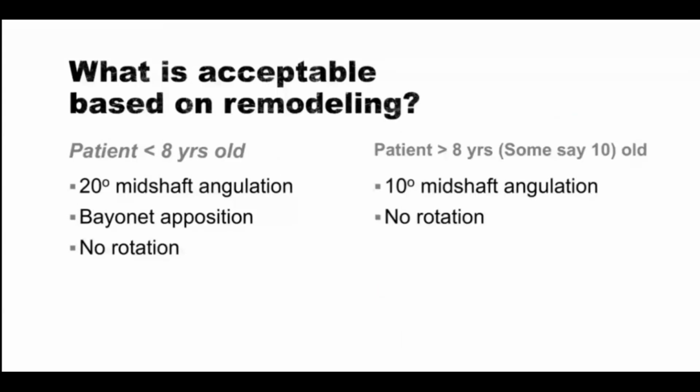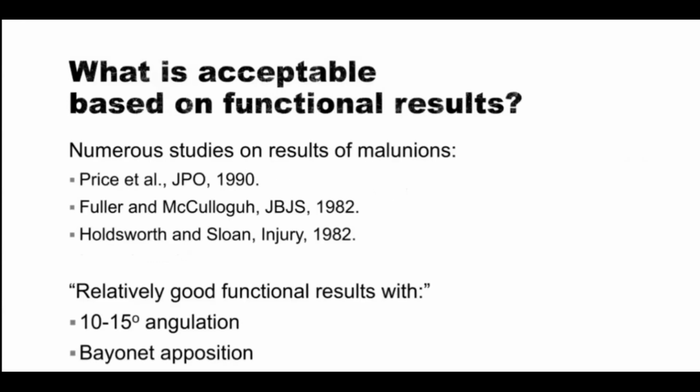And then what is acceptable if you're less than 8 years old? We usually say 20 degrees of mid-shaft angulation. Bayonet apposition is okay, but no rotation. And if you're greater than 8, you can have up to 10 degrees of mid-shaft angulation. That would be the radius and the ulna.